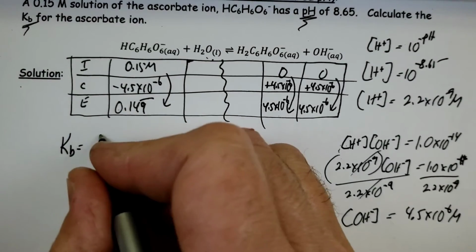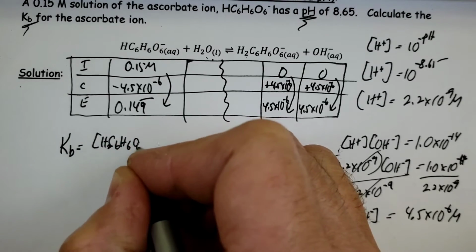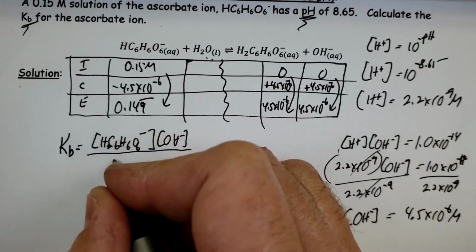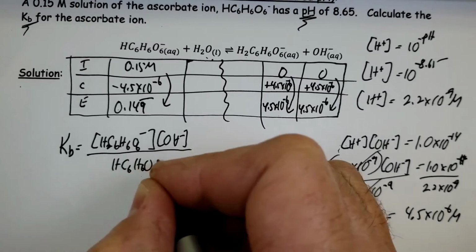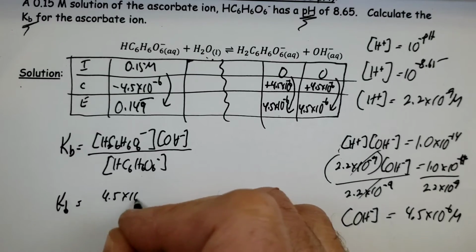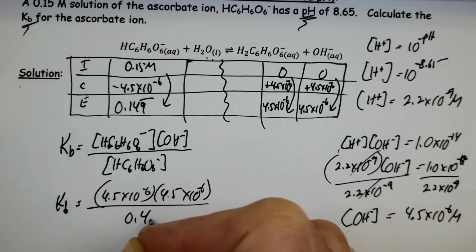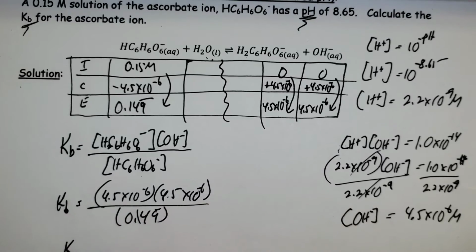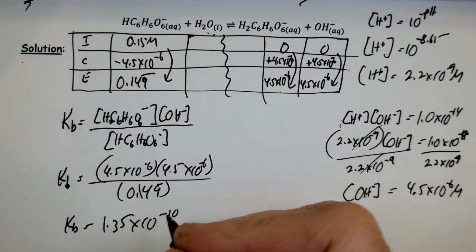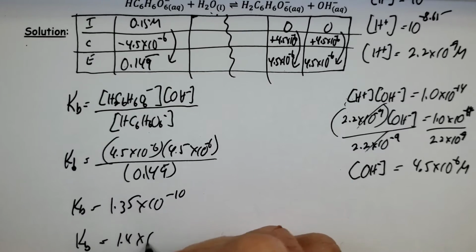The Kb, products over reactants excluding water. Do I have that right? Yes, I do. C6H6O6 negative. So we have 4.5 times 10 to the minus 6, 4.5 times 10 to the minus 6, all over 0.149 repeating. And with that we get 1.35 times 10 to the minus 10. I can go two sig figs here, I guess. 1.4 times 10 to the minus 10.